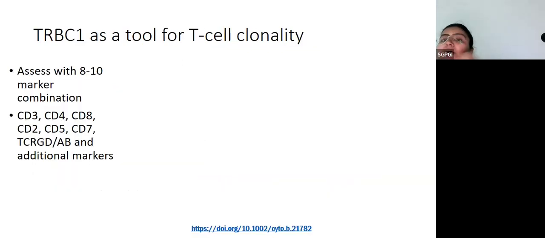So when you want to assess TRBC1 as a tool for T cell clonality, you cannot assess it in a marker combination which only has CD3, 4, and 8. You need other markers to resolve it. So you have to assess it with an 8 to 10 color marker combination. Preferred would be to have multiple T cell markers, so CD3, 4, 8 to split your cells, to identify CD3 negative cells or to identify abnormal T cells with loss of CD5, loss of CD7, loss of CD2. You would want CD2, CD5, and CD7. And you also require the presence of TCR, either gamma delta or alpha beta. If you have both, great, but at least one of these you should have.